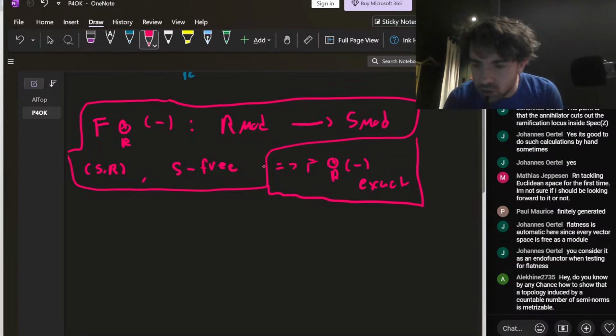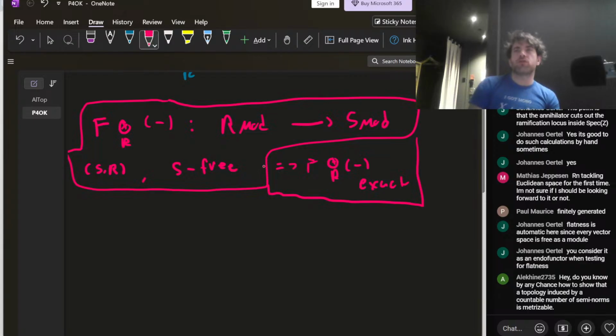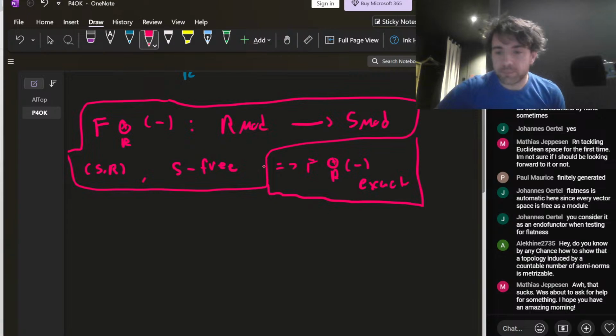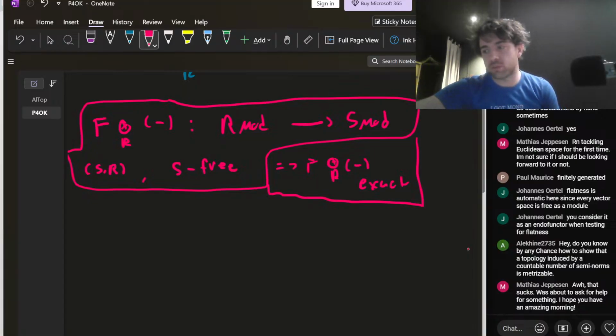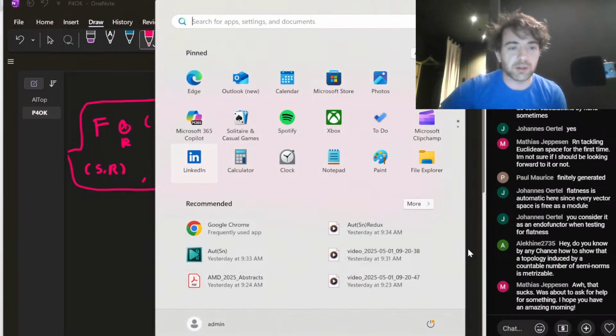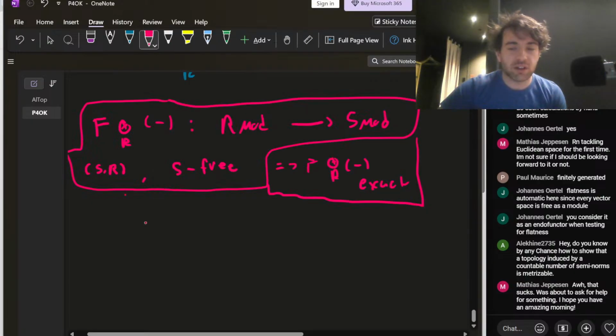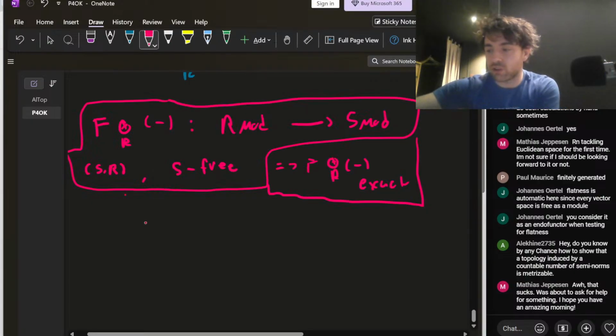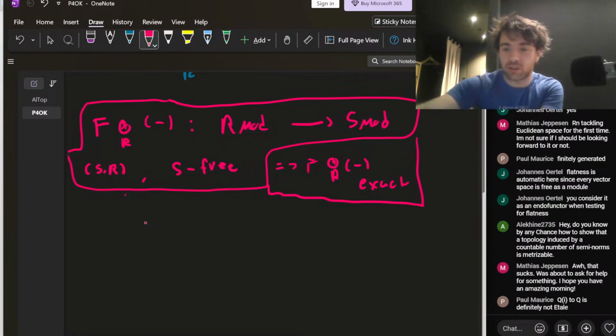Do I know by any chance how to show that a topology induced from a countable number of semi-norms is metrizable? No, absolutely not. That sucks, I was about to ask for help for something. I hope you have an amazing morning. Thanks, I hope you have an amazing morning. Yeah. Well, you can always ask in comments. You never know, maybe I'll make a video on something. Or there's tomorrow's office hours, which will also probably be very short.